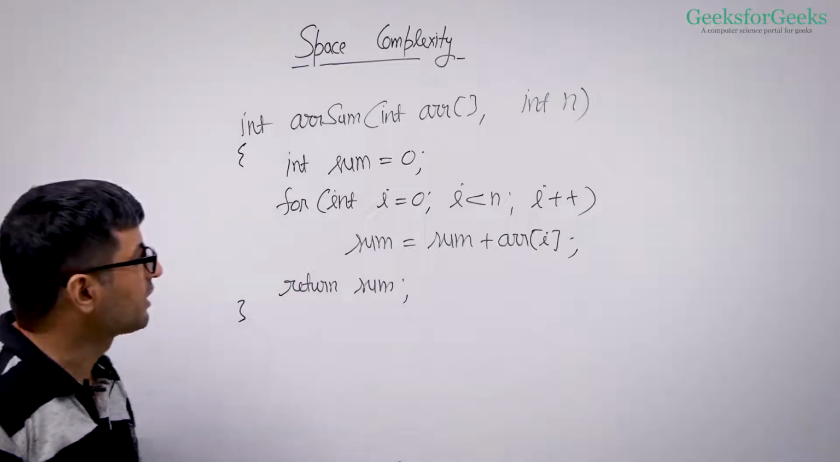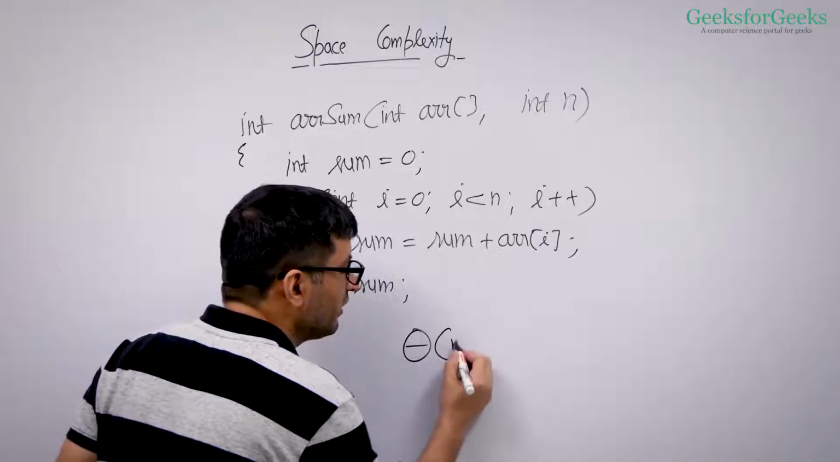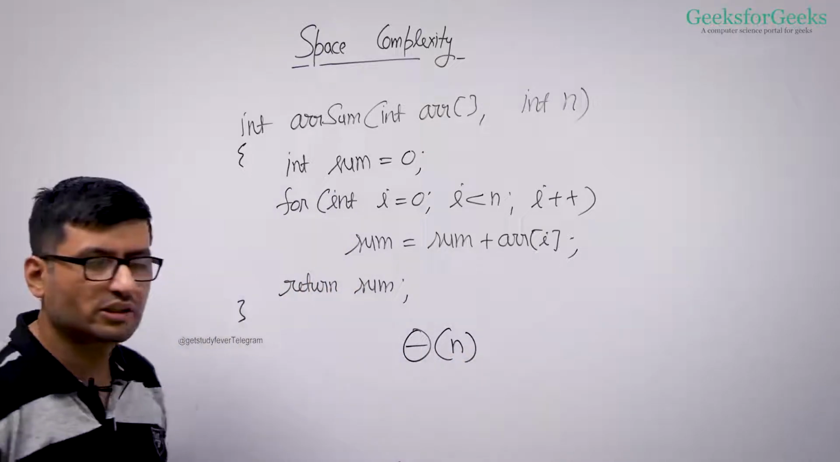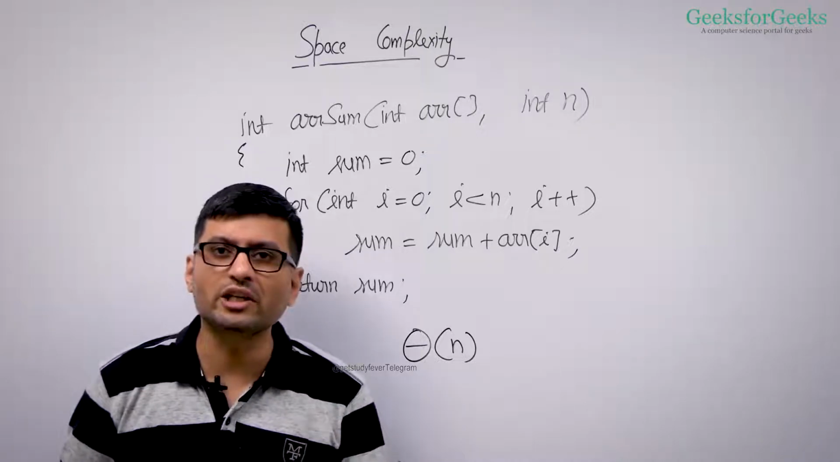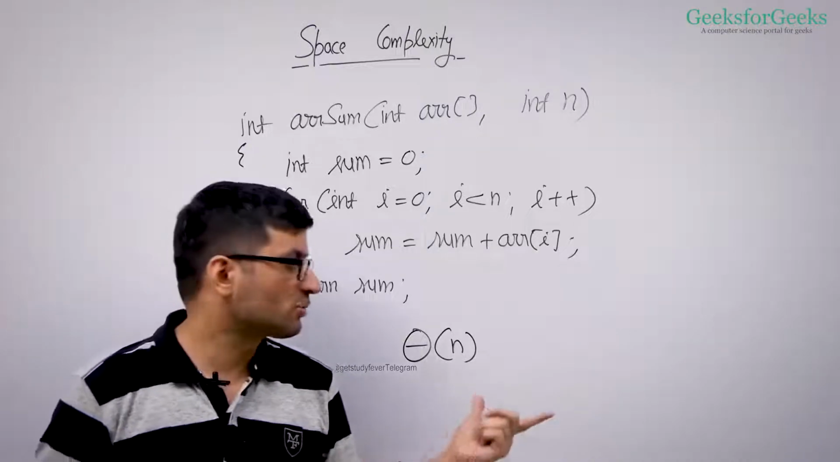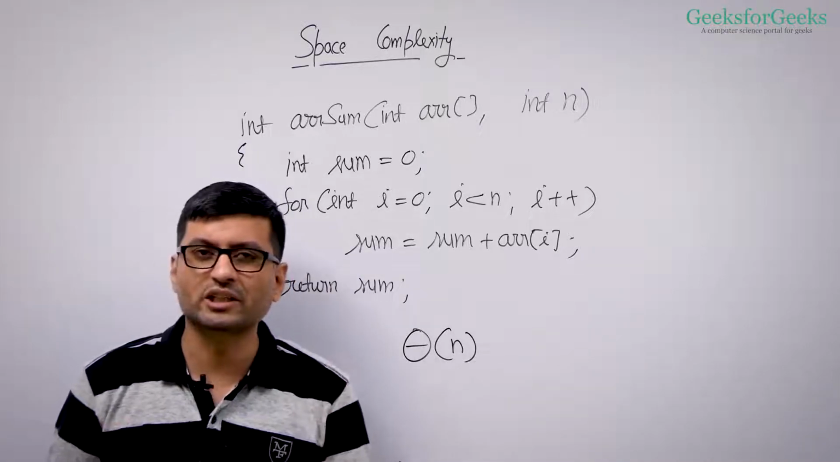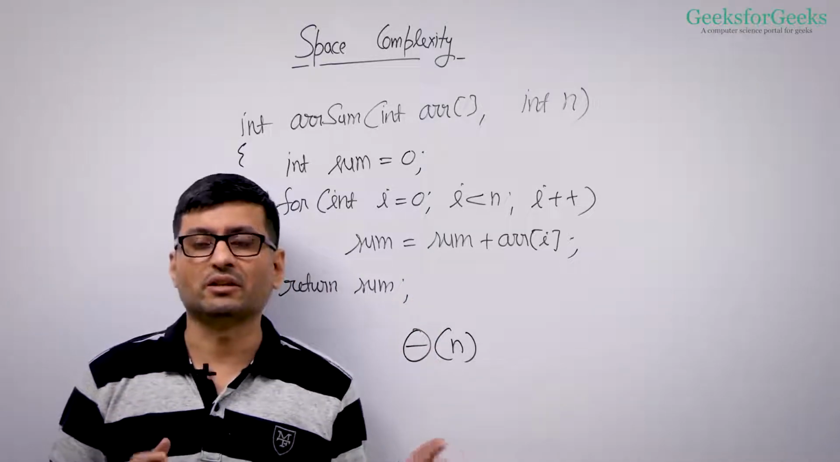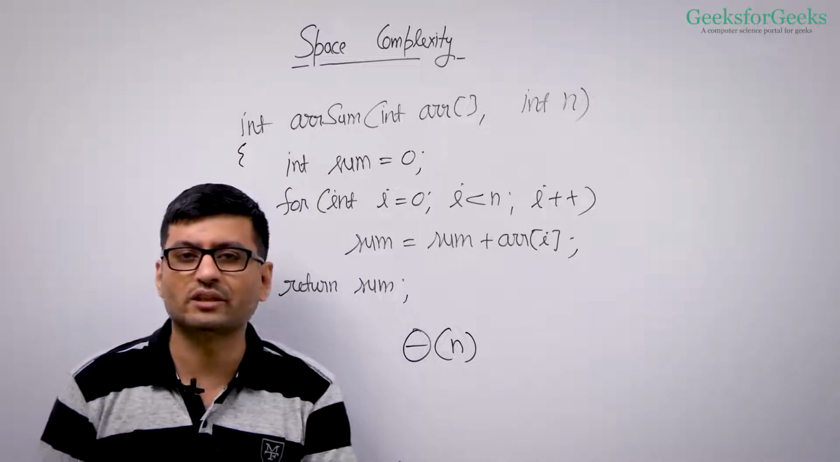So the space complexity of this program is theta n. It's always going to need theta n space in terms of input size. The space grows linearly in terms of input size, and that's the exact growth, right? It's not an upper bound or lower bound. We know exactly that it's going to grow theta n in terms of input size. So we use theta notation to represent the exact growth.